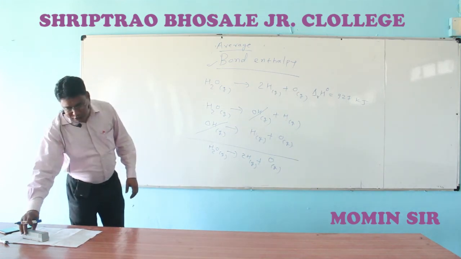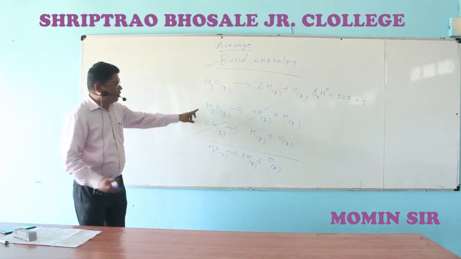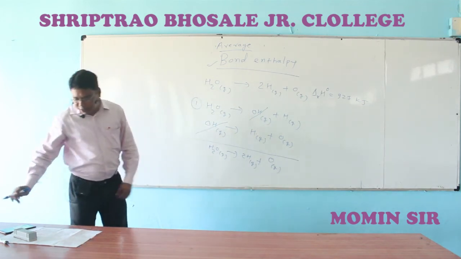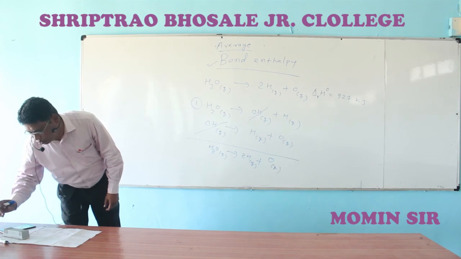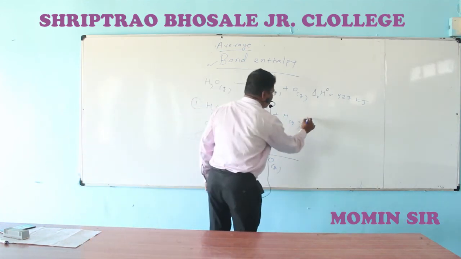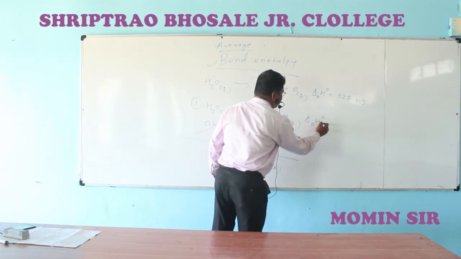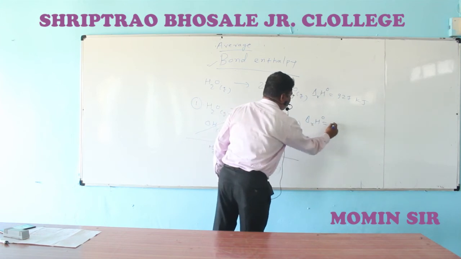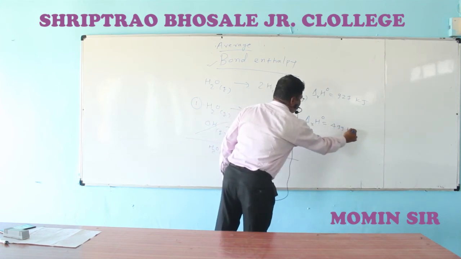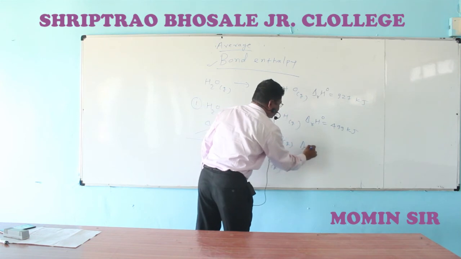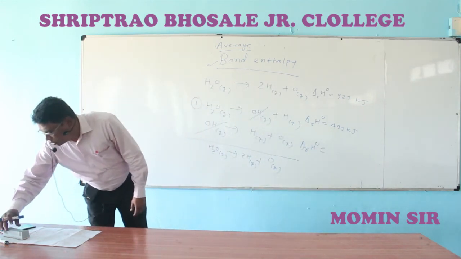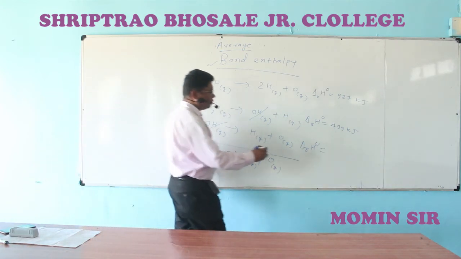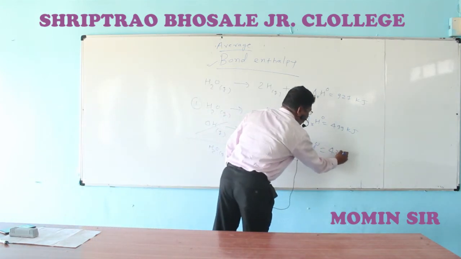So the standard enthalpy of the first reaction is 499 kilojoule. And for the second reaction it is 428 kilojoule.